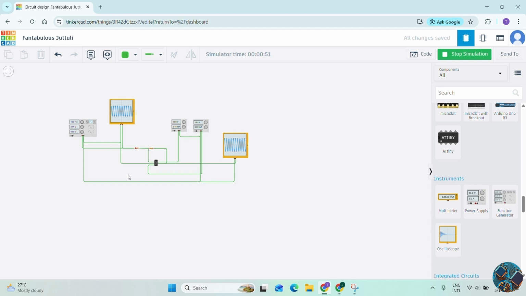In the next video we will see how to set up the non-inverting amplifier circuit.